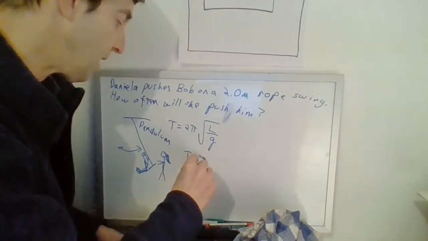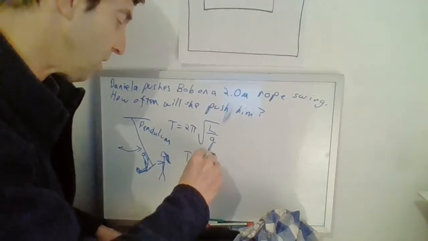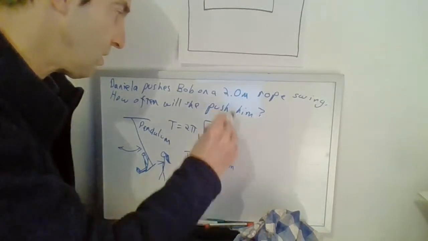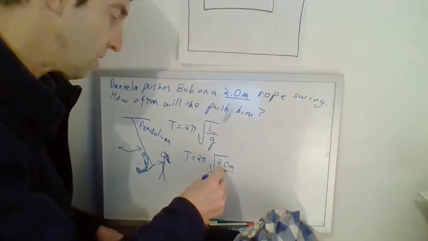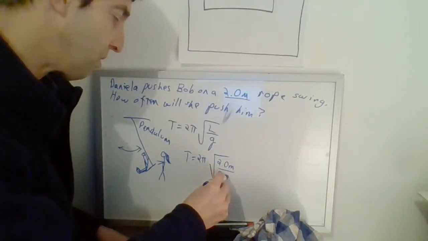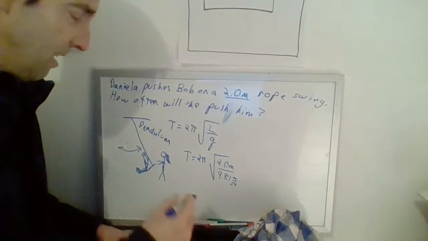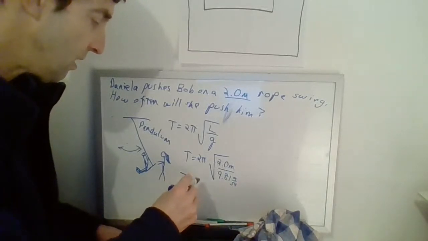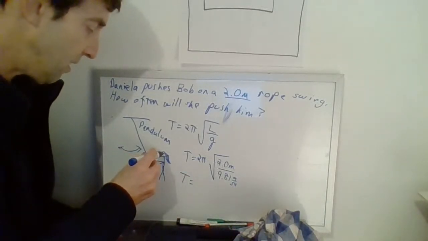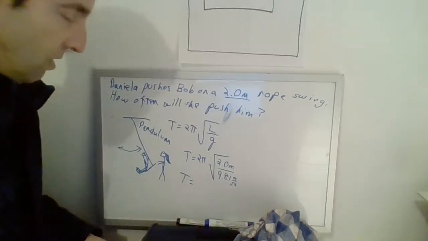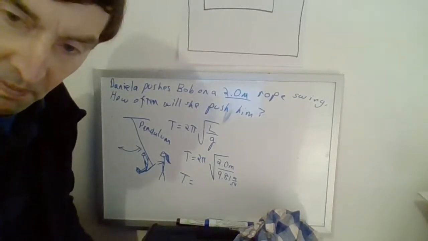So it's just 2 pi times the square root of 2 meters, that's how long the rope is, divided by your friend and mine, 9.81 from our friendly neighborhood Earth planet, meters per second squared. And that's it. Punch it out, gang. And you'll see how often Daniela here has to push her brother Bob.